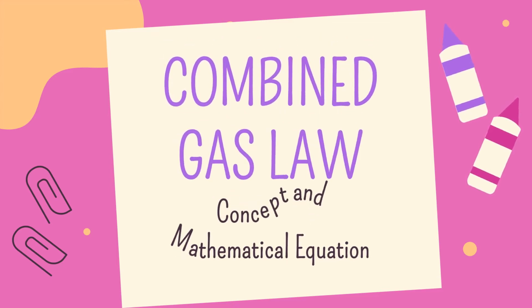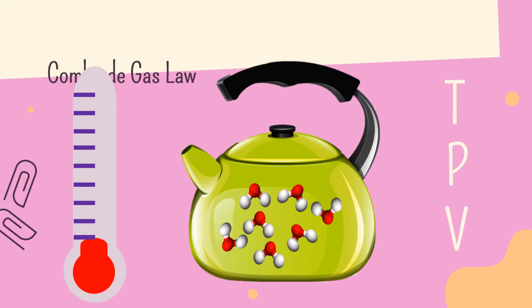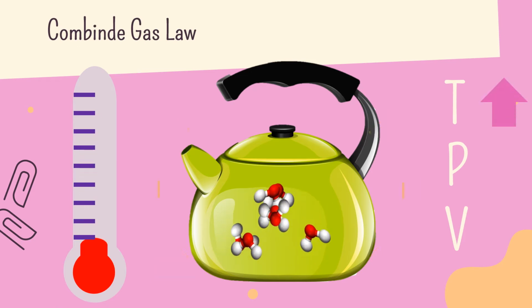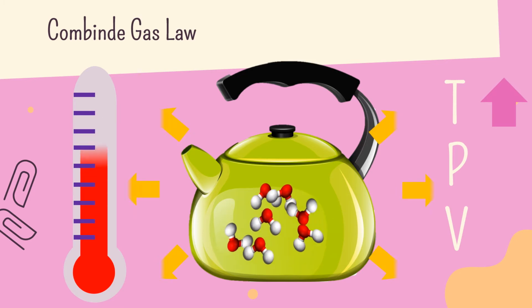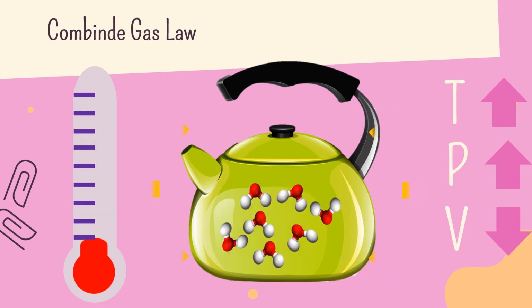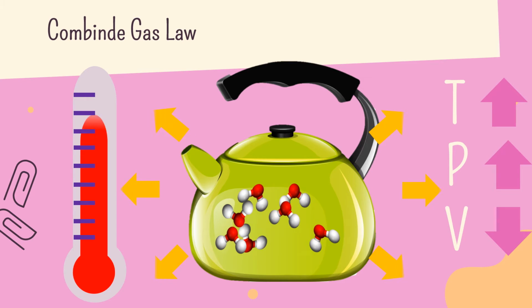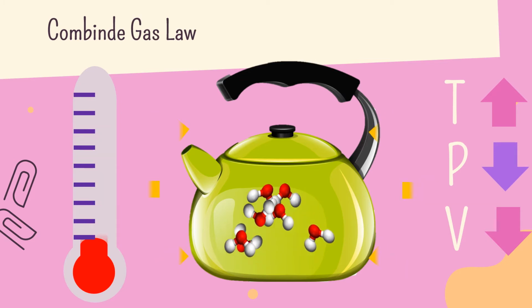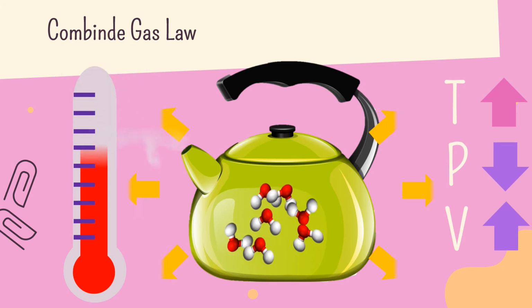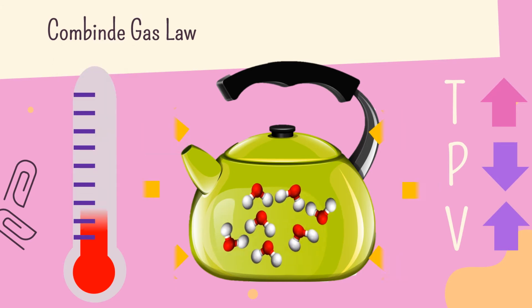Now, let's sum up the three gas laws into one great gas law called the combined gas law. Here's an example of the combined gas law. As the temperature increases in the boiling water, the pressure also increases while the volume does not change, until the container cannot hold the pressure anymore and the gas escapes the container, which decreases its pressure and makes the volume of the gas bigger as the temperature continuously increases.